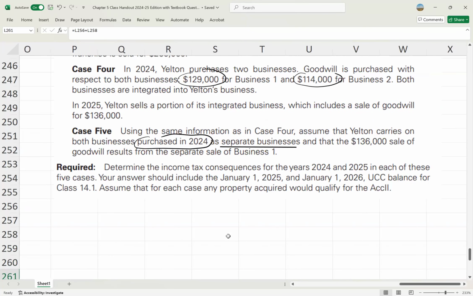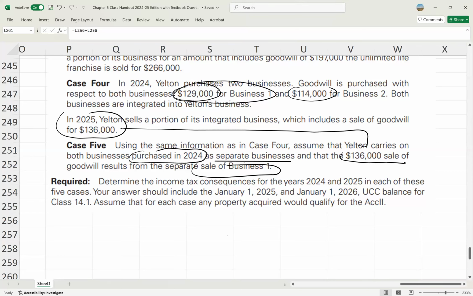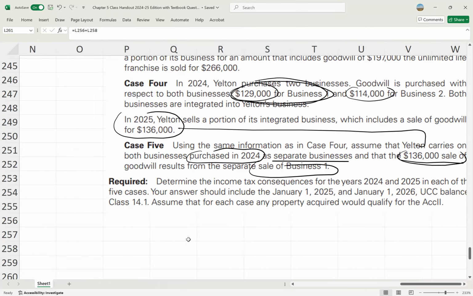So we've done the 2024, and we're going to assume that the 2025 sale for 136,000 was a result from the sale of business one. So business one was the one that we paid goodwill for 129,000. We took CCA in 2024, and now in 2025, we're going to sell that business, but we get a payment of 136,000 for goodwill from the sale of that business one. So let's go to business one.